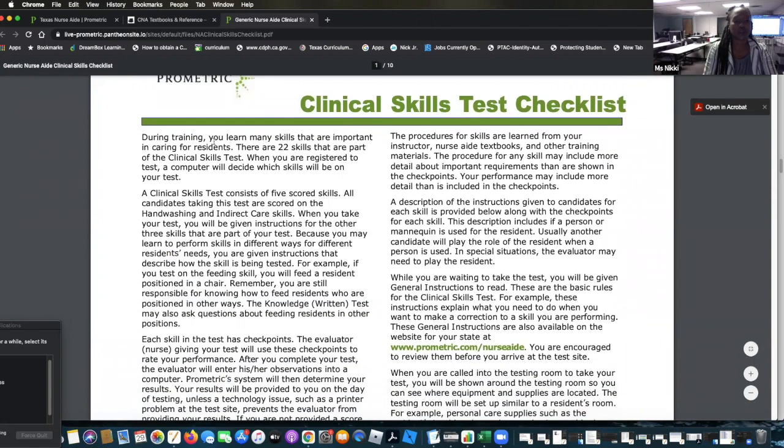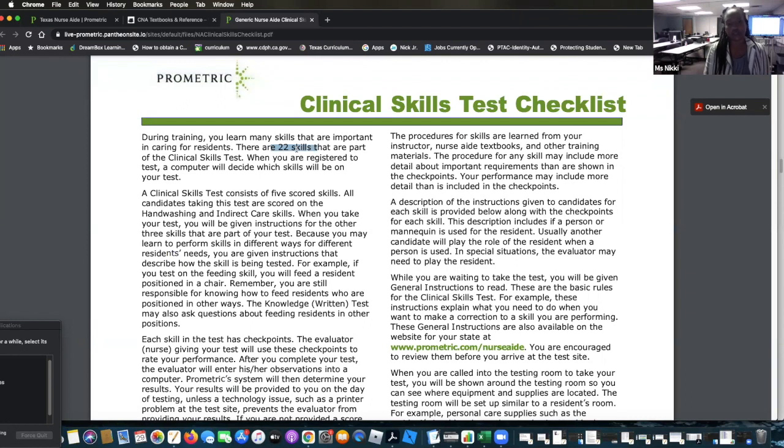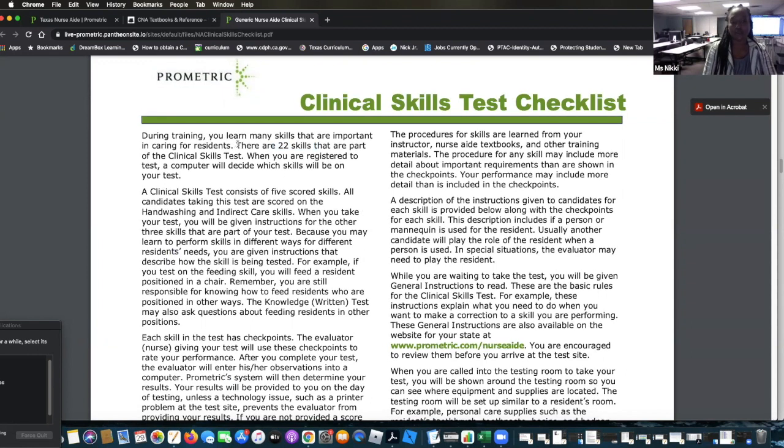It says during training, you learn many skills that are important in caring for residents. There are 22 skills. You guys write that down. By the way, whenever I have a Zoom attached, make sure you bring your notepad and your pen so you can write some notes down. So we have to learn 22 skills, all right? That are a part of the clinical skills test.